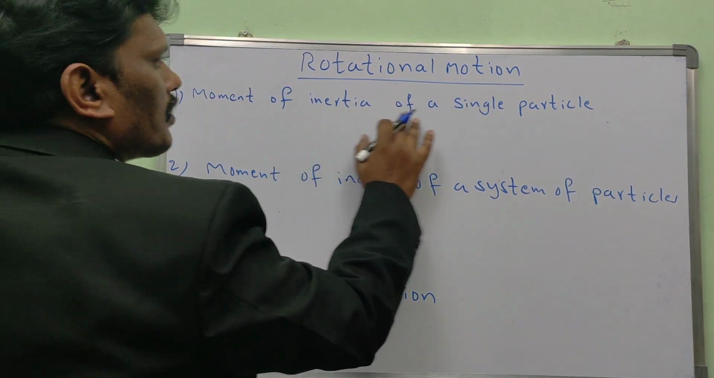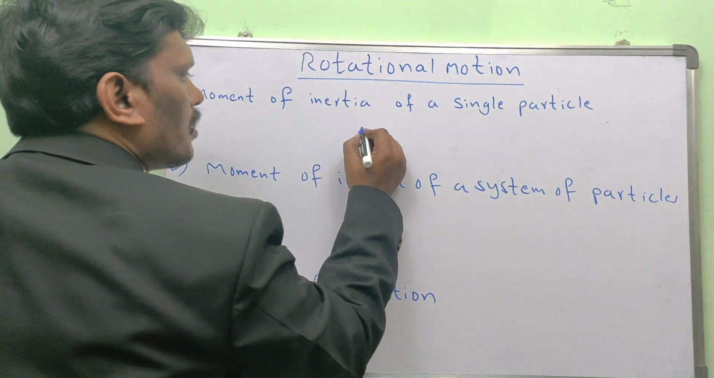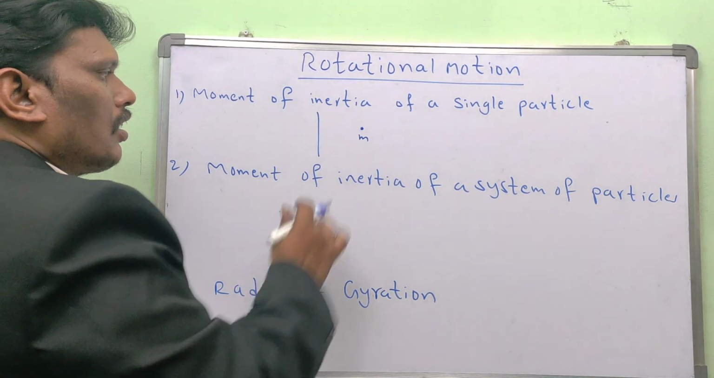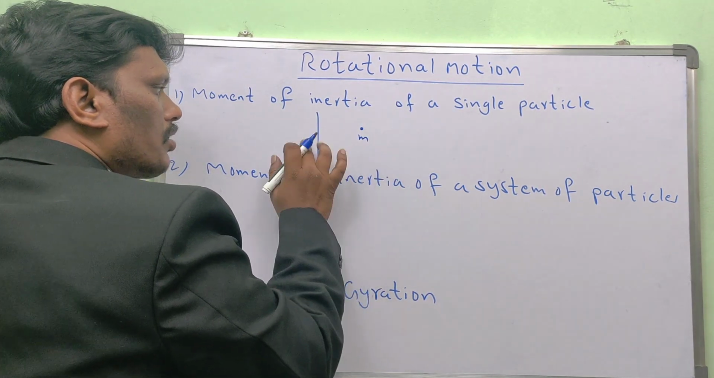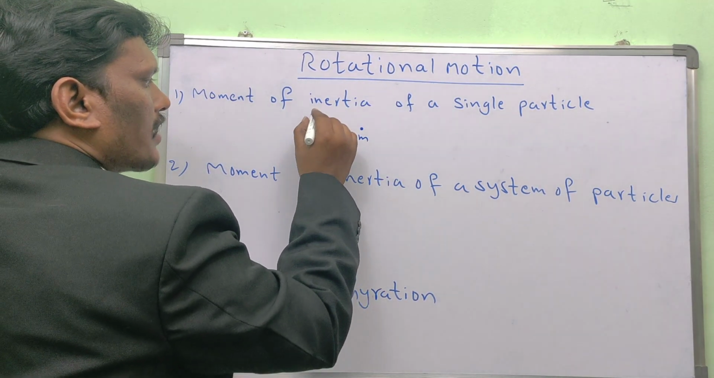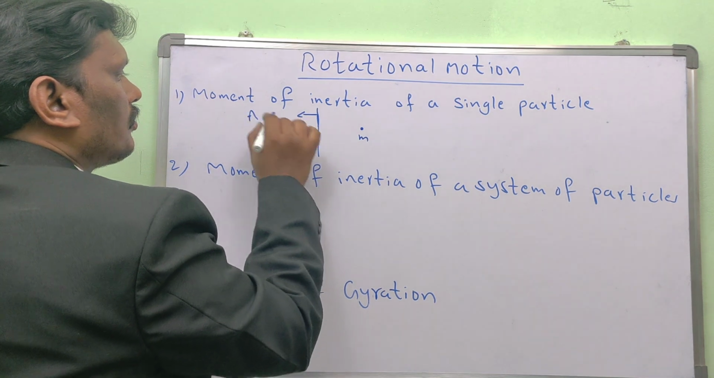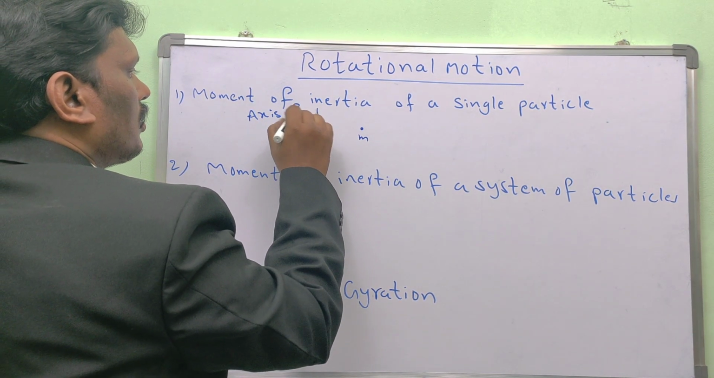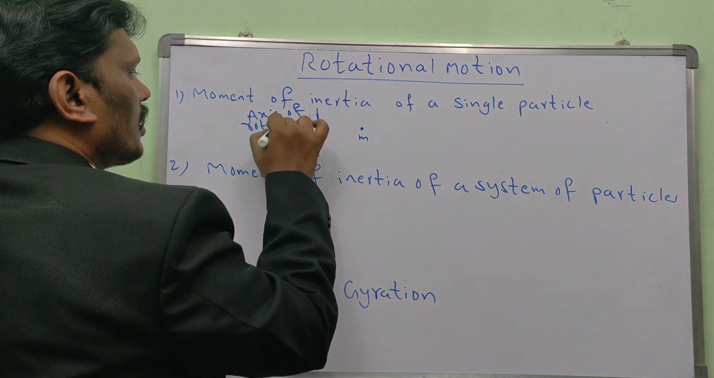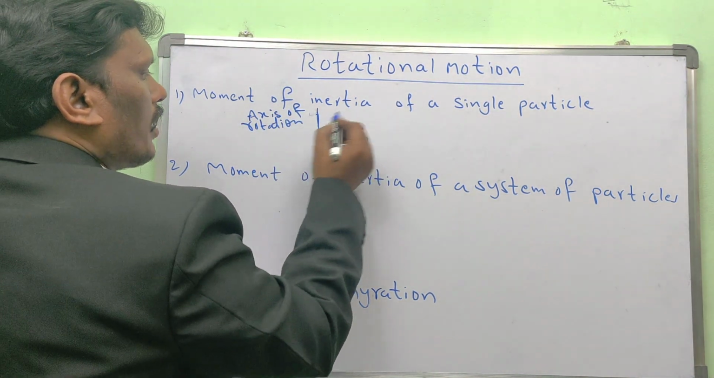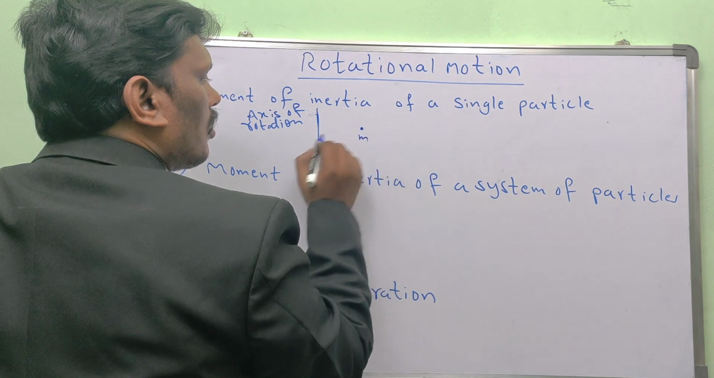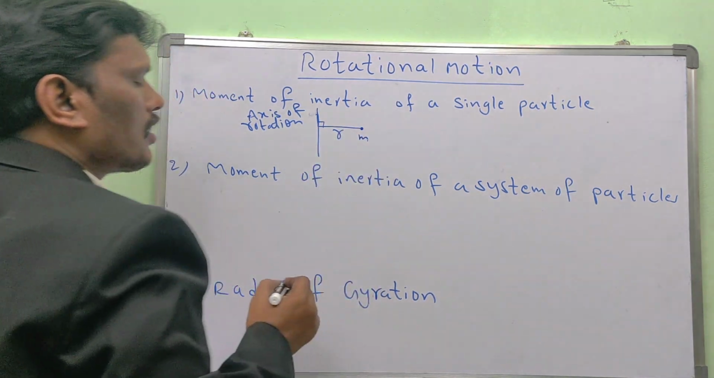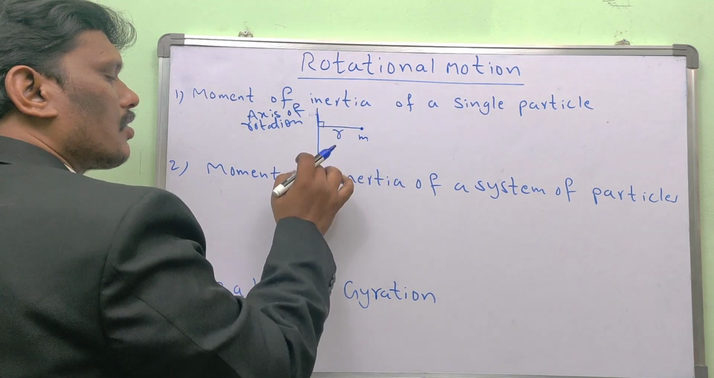So first one, moment of inertia of a single particle. If I am going to consider a particle of mass m, I need to know the moment of inertia of a particle mass m about this axis. This axis is called the axis of rotation. So I need to take the perpendicular distance of the mass from the axis of rotation like this. This is the perpendicular distance of mass from the axis of rotation.